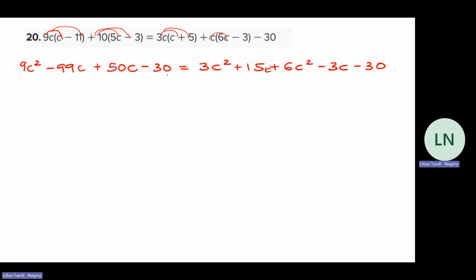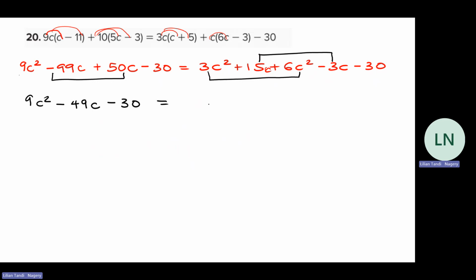Here, nobody is friends with this. So this one and this one are friends. So 9c squared minus 49c minus 30. Okay? Equals this and this are friends. This and this are friends. So I have 9c squared and I have plus 12c minus 30.